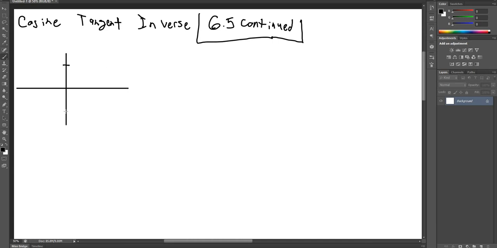Okay, so for the cosine function, just to recall, it starts at 1 on our unit circle. X at 0 is 1, and then it goes to 0. So then at pi over 2, it's 0, and then at pi, it's -1.